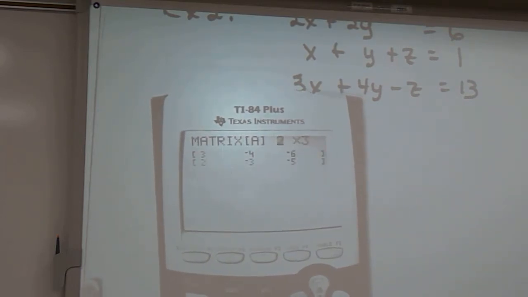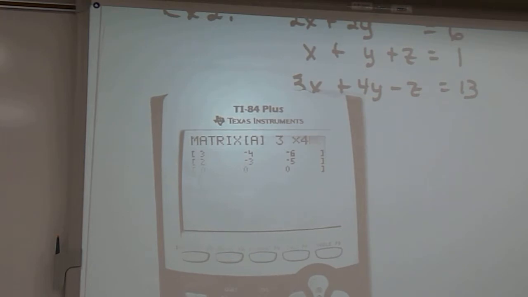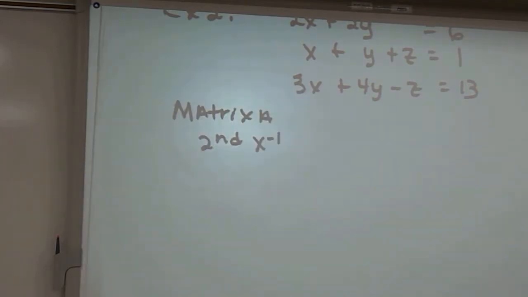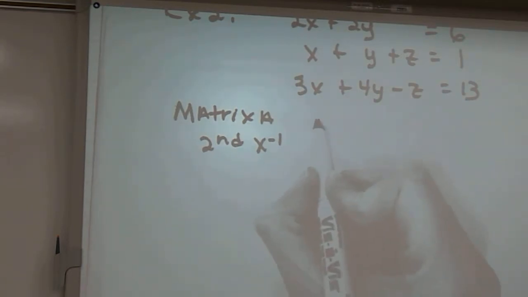Now, it's no longer going to be a 2 by 3. It's going to be a 3 by 4. So we're going to write right over these elements. Now, before we actually enter the elements, let's build it on paper. Let's build our matrix on paper first. Matrix A.